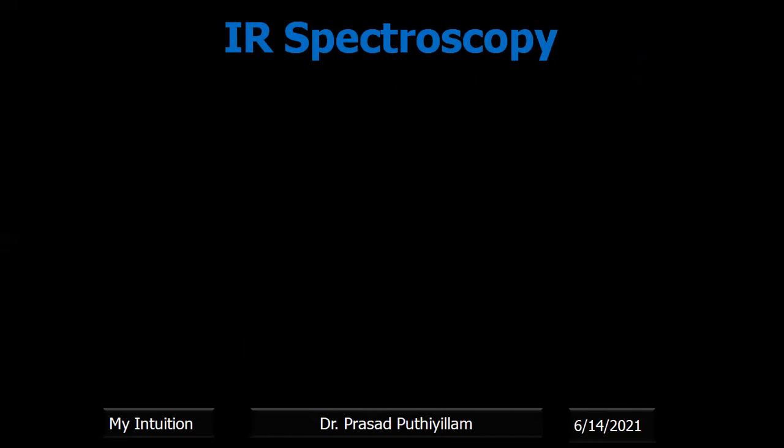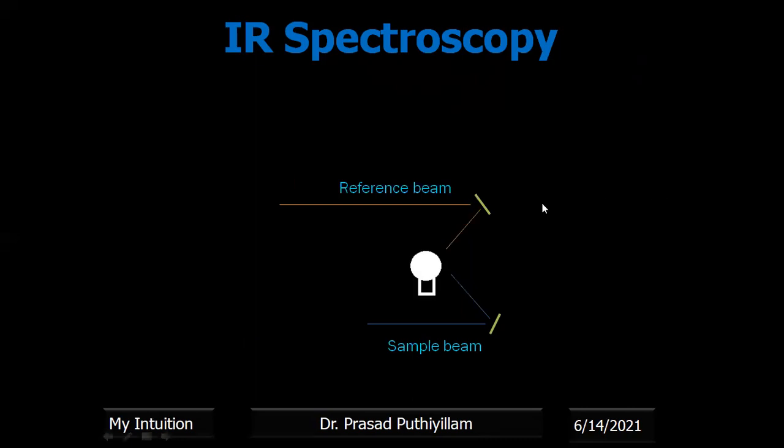In instrumentation for IR spectroscopy, we need a source of light which produces IR radiation. Then there is a mirror. The IR radiation is taken by a mirror in a particular direction. We call it the sample beam, and another one is called the reference beam. These two sets represent mirrors which reflect or give direction to the IR ray. Now the sample beam is passed through the sample, and the reference beam is moved as such.